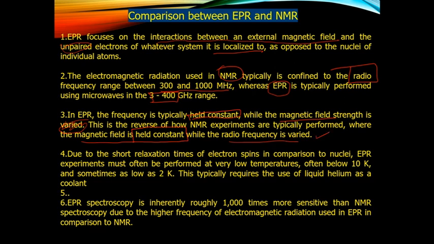So the relaxation time, which decides the shape of the peak, can also be compared. EPR experiments must be performed at a very low temperature because they are very sensitive, often below 10 K and sometimes as low as 2 K. This typically requires use of liquid helium as a coolant. And it is roughly 1000 times more sensitive than NMR spectroscopy due to the higher frequency of electromagnetic radiation.